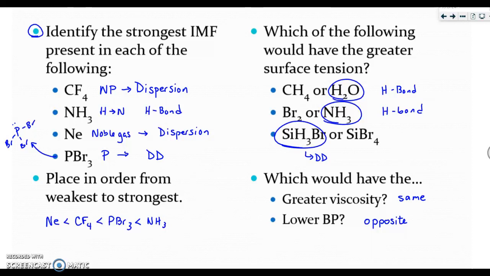On the other side, the greater surface tension is the one with the stronger IMF. So H2O and NH3 have hydrogen bonding, so they're higher or stronger than the CH4 and the Br2. The SiH3Br has dipole-dipole because it's polar, where the SiBr4 would only have dispersion because it's nonpolar. Therefore, dipole-dipole would be stronger. For the viscosity, it would be the same as the three answers we circled above because, again, the greater the viscosity, the greater the IMF. And then for boiling point, it would be the opposite because it's asking for which one is lower.